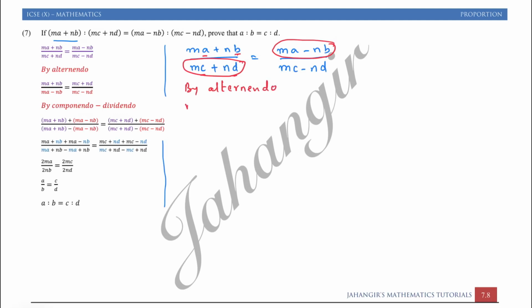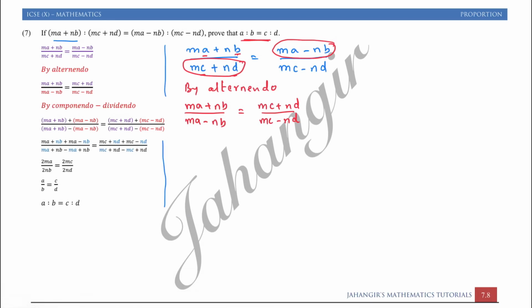I can swap this term: (MA plus NB) upon (MA minus NB) is equal to (MC plus ND) upon (MC minus ND). This is by alternendo. Now we want A is to B is equal to C is to D. So again we will do componendo dividendo.